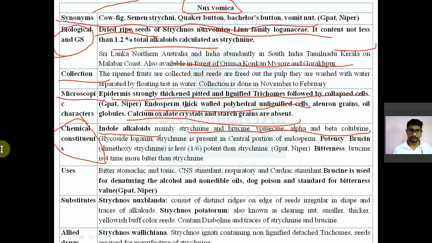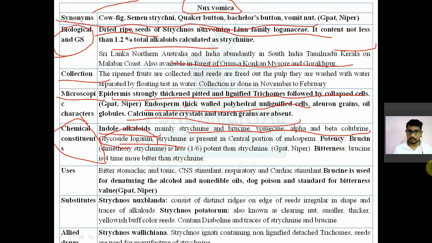Now this is actually an alkaloidal plant, so everything in it should be alkaloid, but there is one glycoside present in this plant known as loganin. A glycoside present in Nux-Vomica, that is loganin. A question has already come on this in NIPER. Glycoside present in Nux-Vomica, that is loganin.